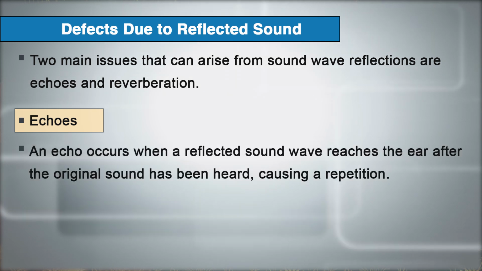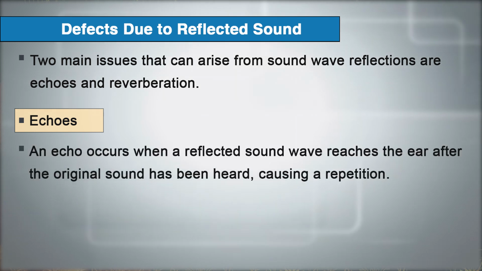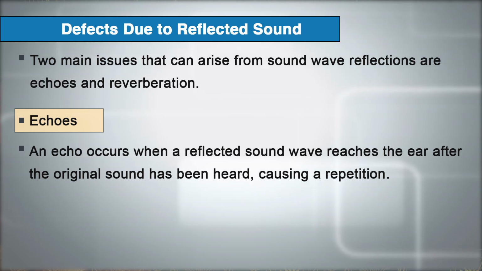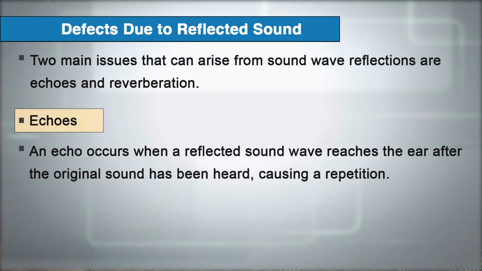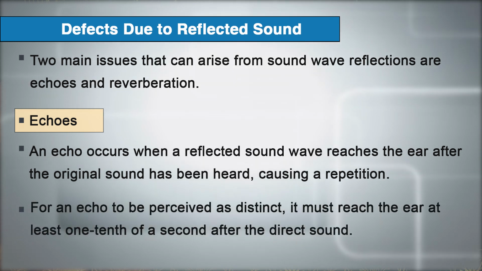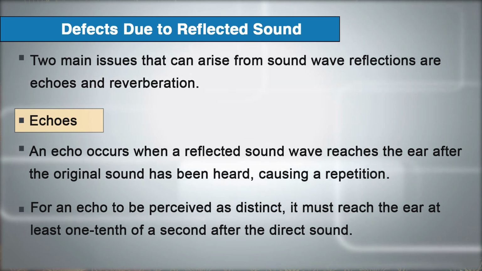An echo occurs when a reflected sound wave reaches the ear after the original sound has been heard, causing a repetition. The sensation of sound persists for about 1/10 of a second after the source stops. For an echo to be perceived as distinct, it must reach the ear at least 1/10 of a second after the direct sound.